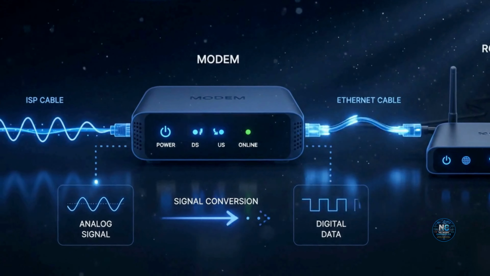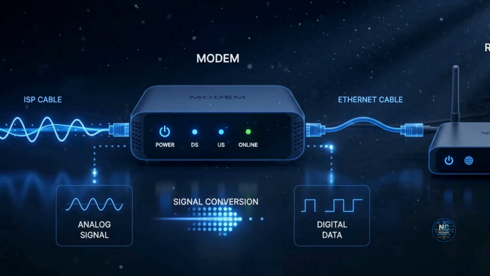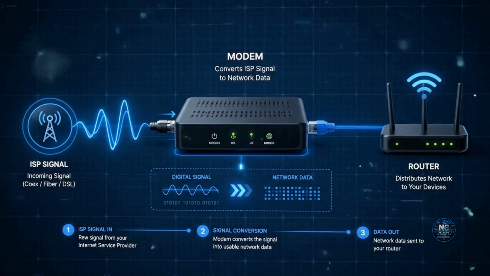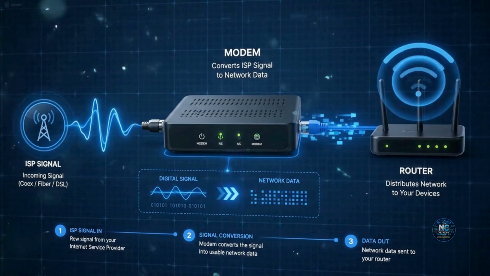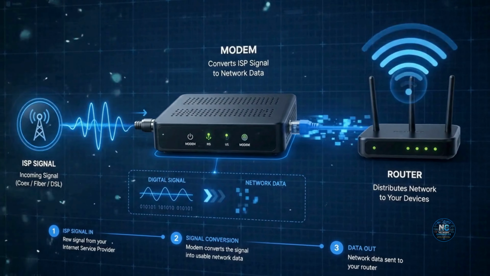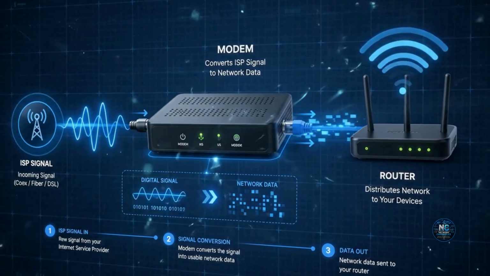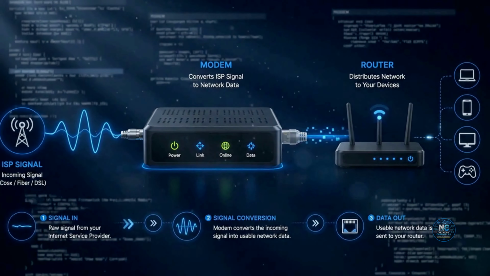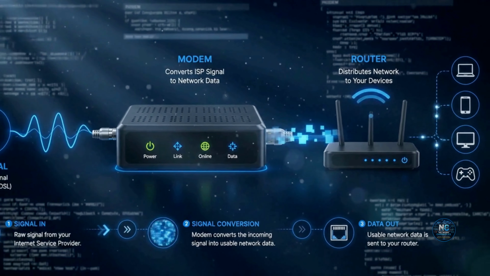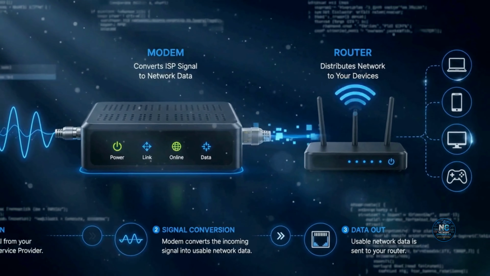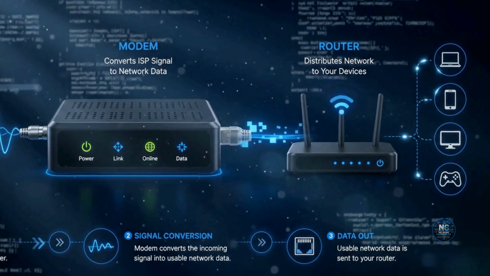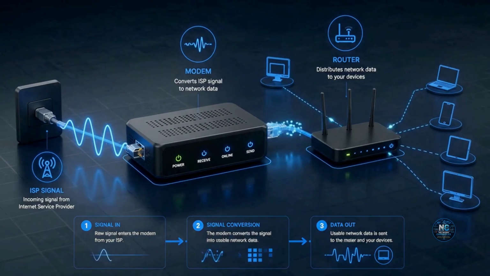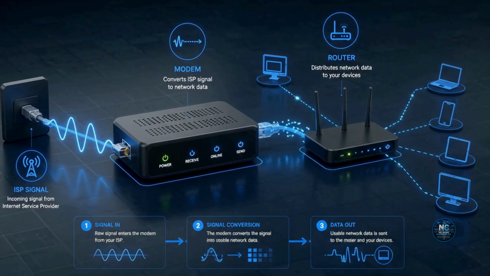Let's start at the very edge of your network, the modem. A modem's job is translation. Your internet service provider delivers internet access over a physical medium: fiber, cable, or DSL telephone line. And that signal isn't something your laptop or router can read directly. The modem converts the incoming signal from your provider into standard networking data your equipment understands, and converts your outgoing data back into the format your provider's network expects.